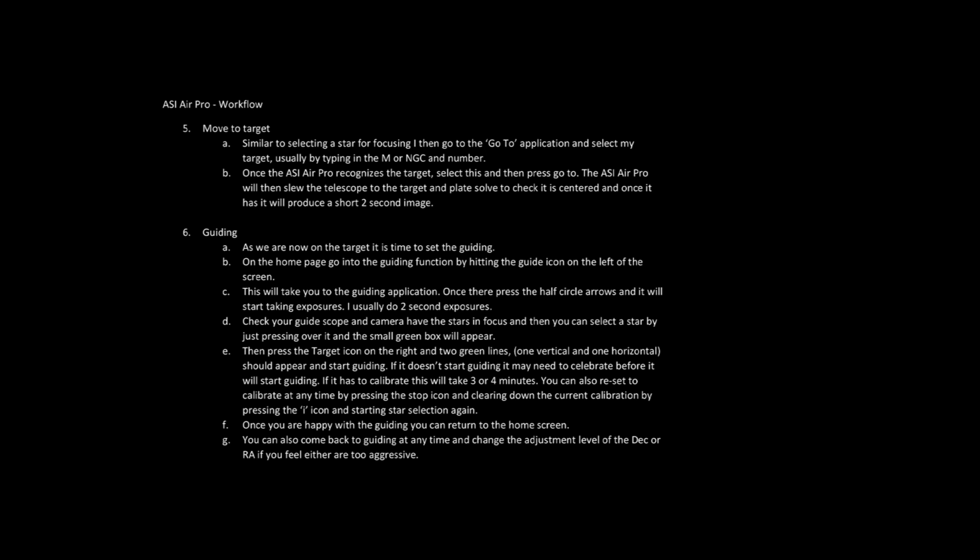So the next workflow is the main element, moving on to the target. So I'll select my NGC number for the Rosette Nebula, and then I'll do the go to, and I'll move across to the particular target. The ASI Air Pro will take a short exposure to confirm it's on target, as it did with the earlier plate solving. But I'll take a longer exposure perhaps just to check that I'm happy with that, and then it's moving on to the guiding. So clicking the guiding icon and then moving into the guiding application, and then selecting a star, getting that green square around the star, and then getting it to calibrate and getting guiding working. So let's show you how that works in the real world.